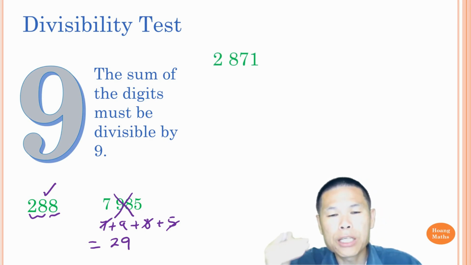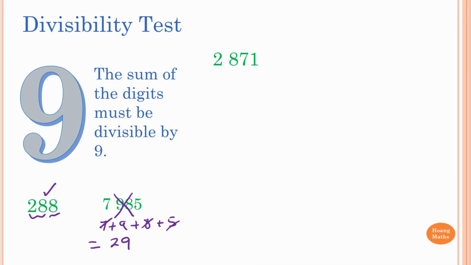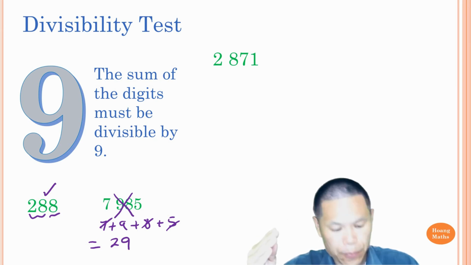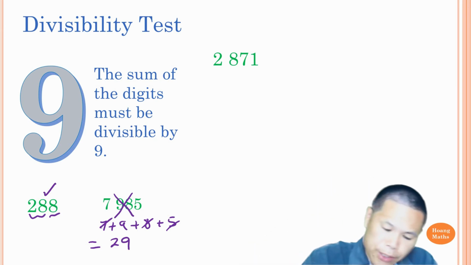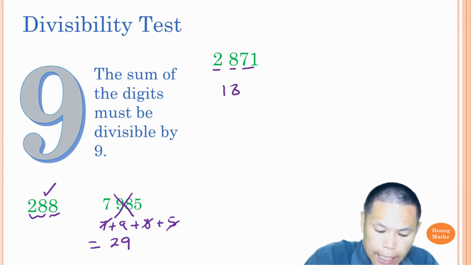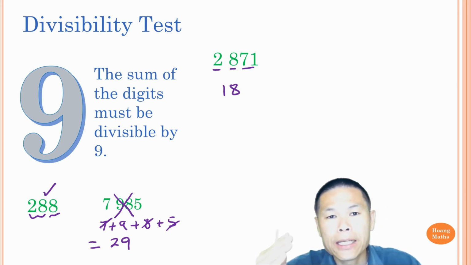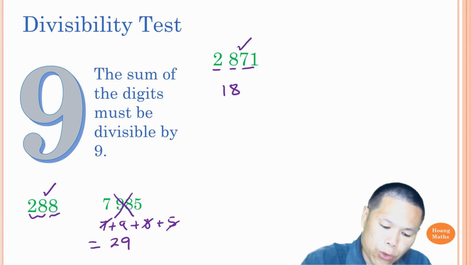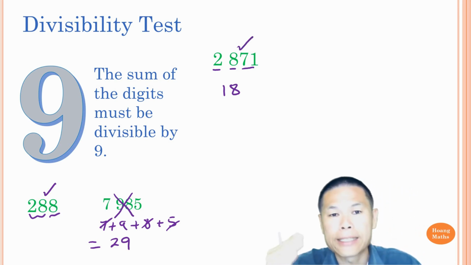2,871. Please pause the video and try this one yourself. Right, is this divisible by 9? Well, let's check it out. So we have 2 plus 8 is 10. And 10 plus 8 is 18. And 18 is divisible by 9. So therefore, this number, 2,871, is divisible by 9.